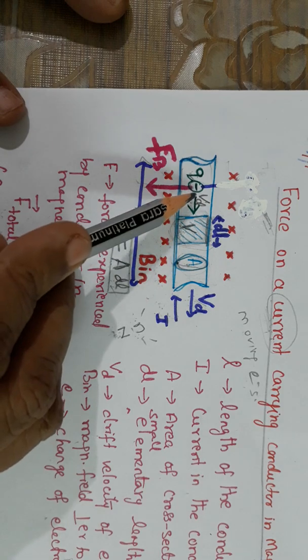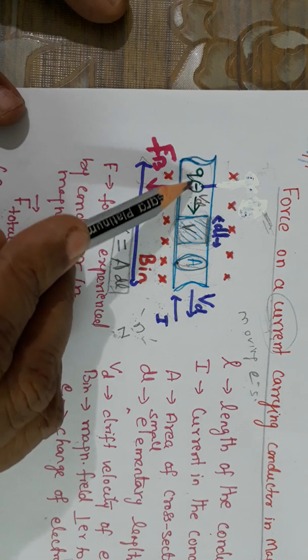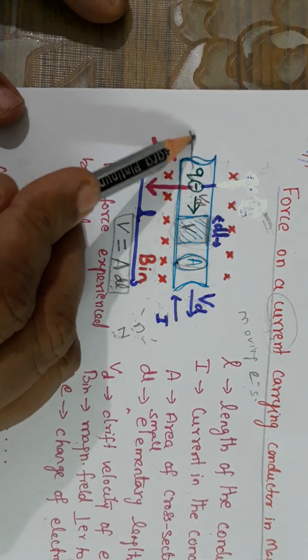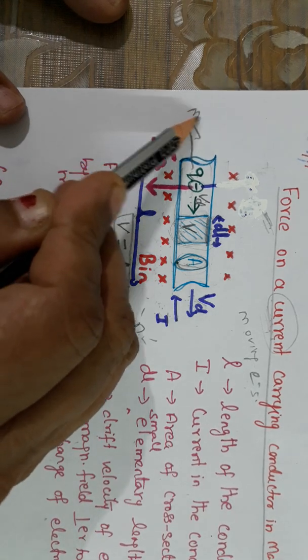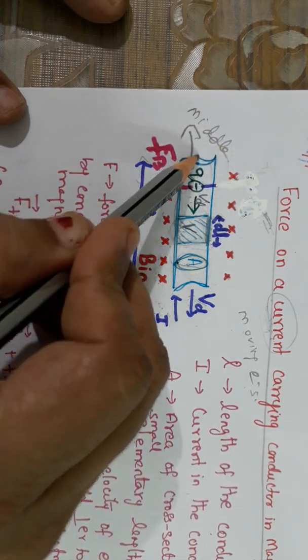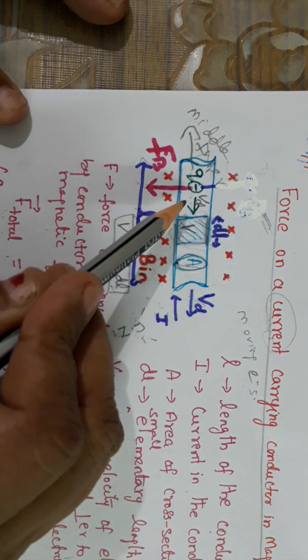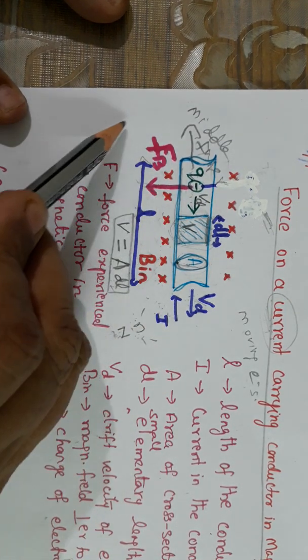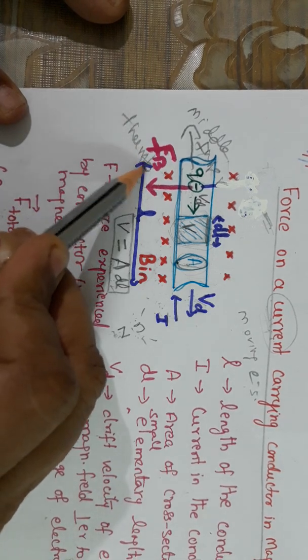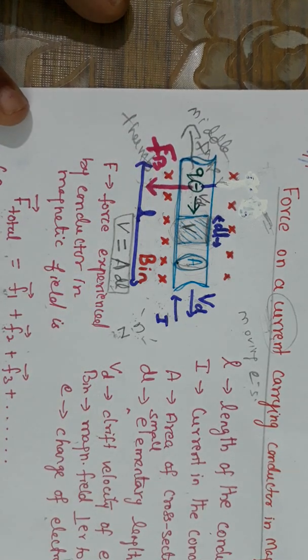Your forefinger should be inward. The middle finger you have to place in this direction. Okay, middle finger, and B, that is the forefinger, should be inward, then the thumb will be pointing downward, which represents the force on the current carrying conductor.